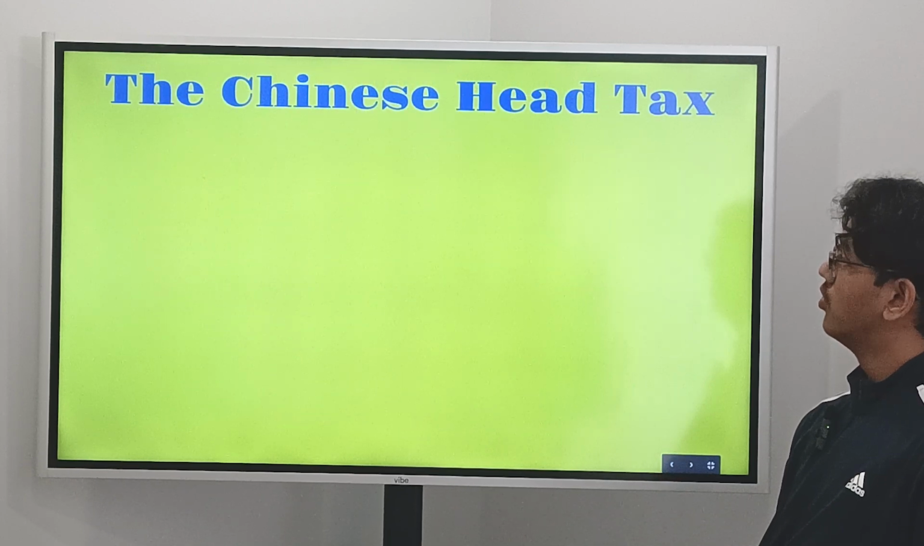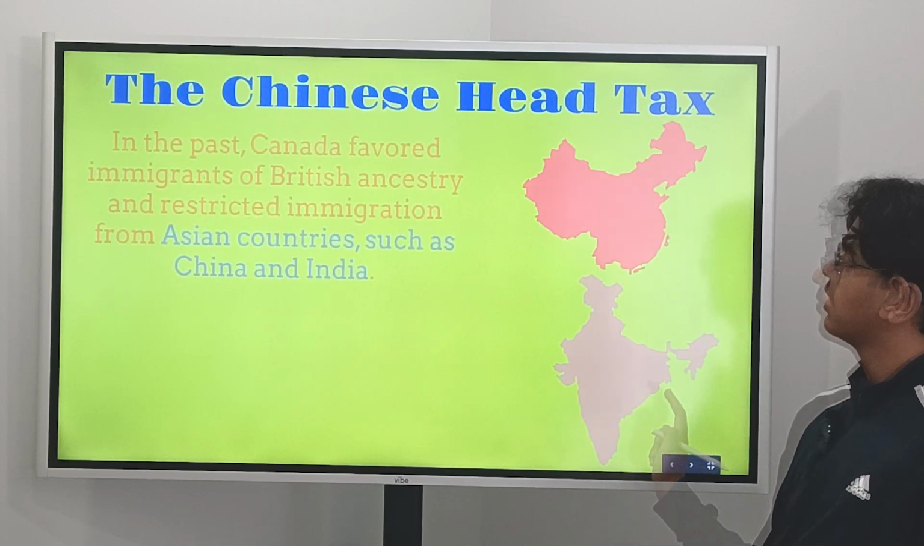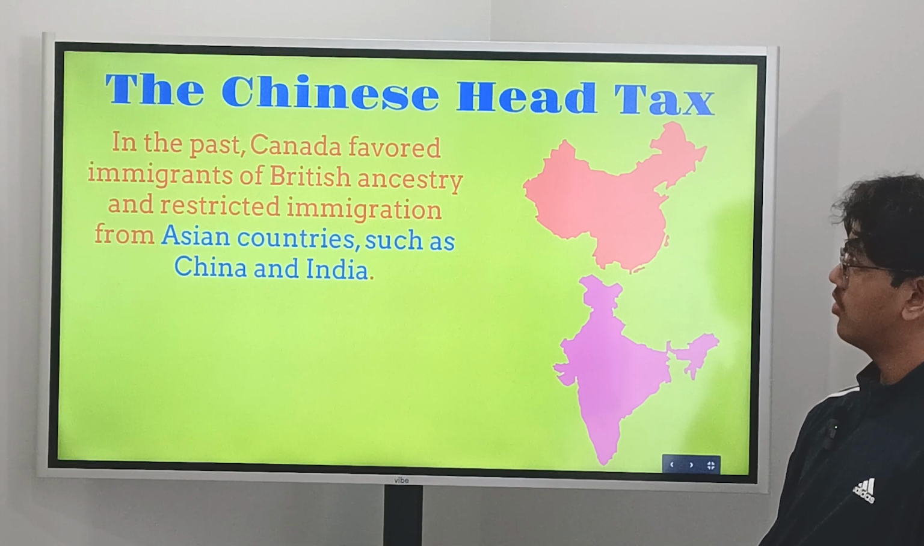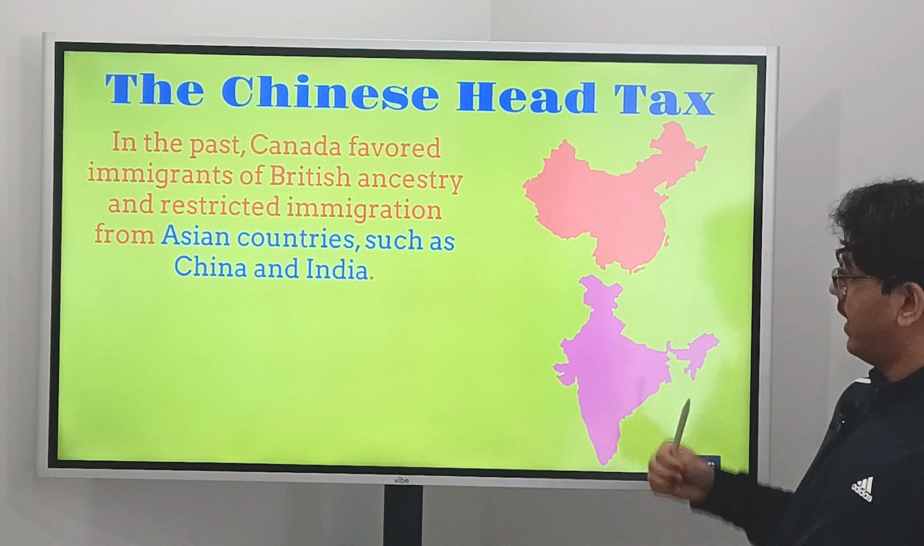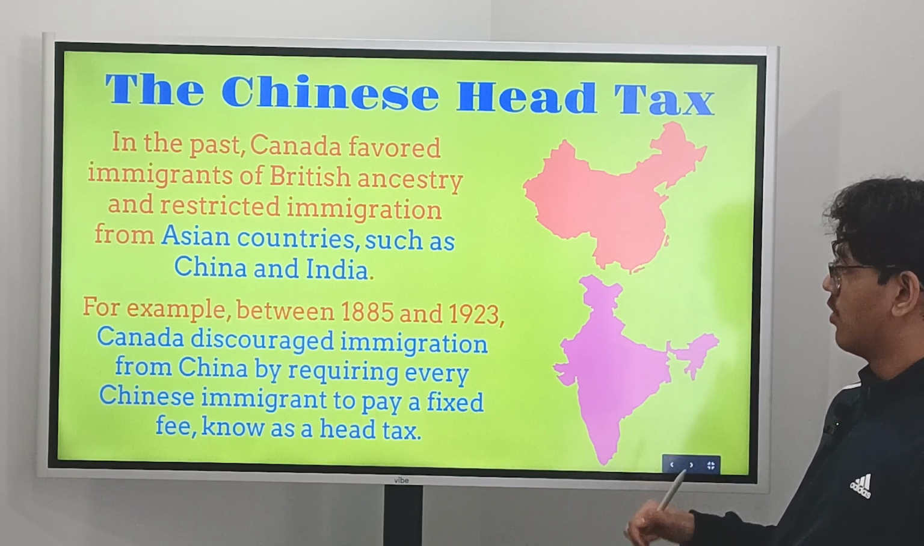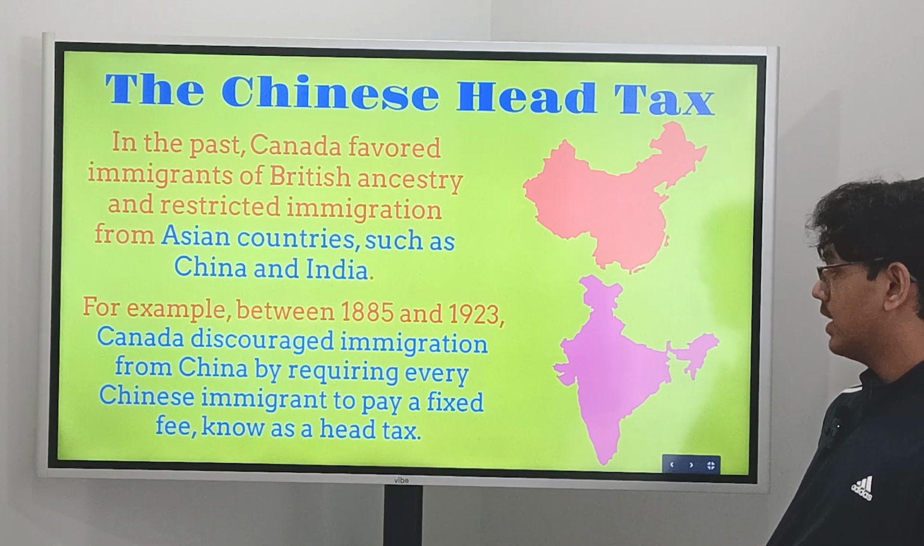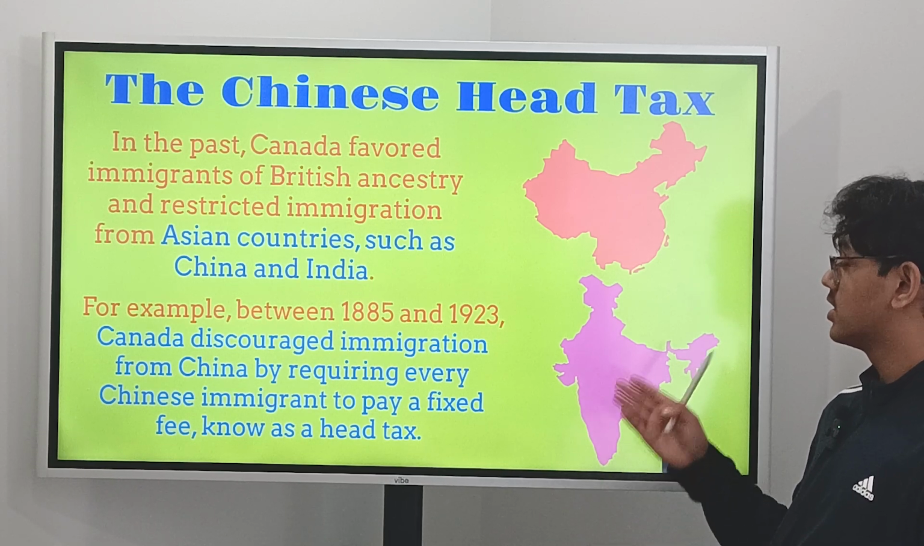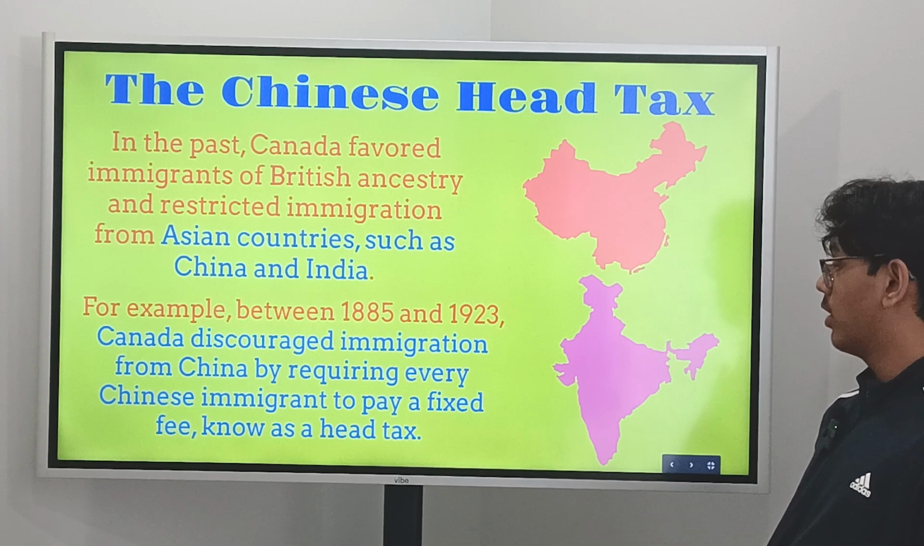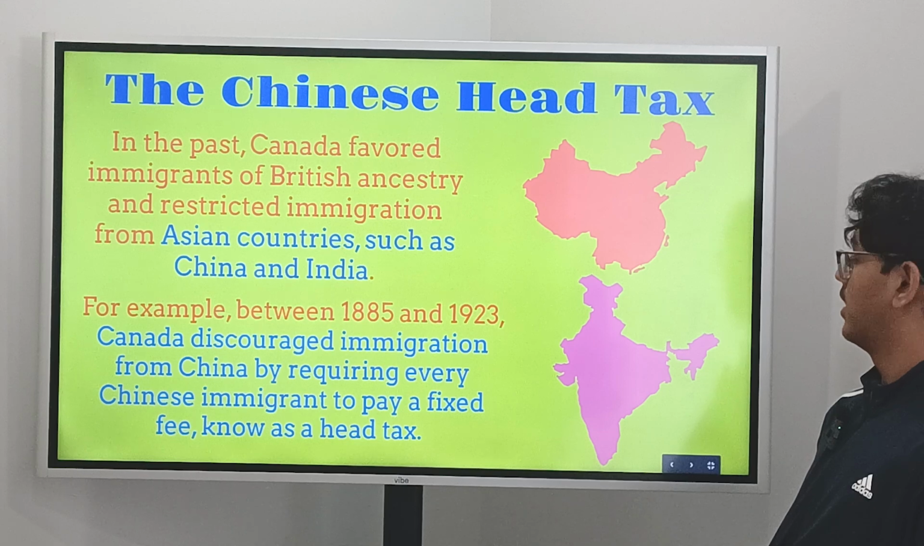And now let's cover the Chinese head tax. So in the past, Canada favored immigrants of British ancestry and restricted immigration from Asian countries such as China and India. For example, between 1885 and 1923, Canada discouraged immigration from China by requiring every Chinese immigrant to pay a fixed fee known as the head tax.